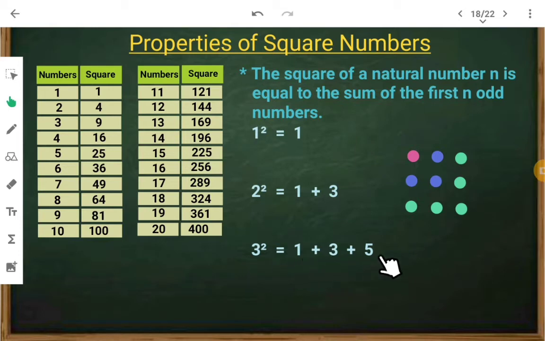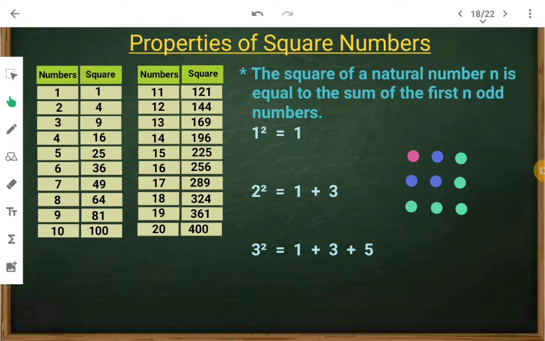Here I added the first 3 odd numbers because here we are going to find 3 square. What are the first 3 odd numbers? 1, 3, 5. If you add all the values, you will get 9. Right? And what is the next?